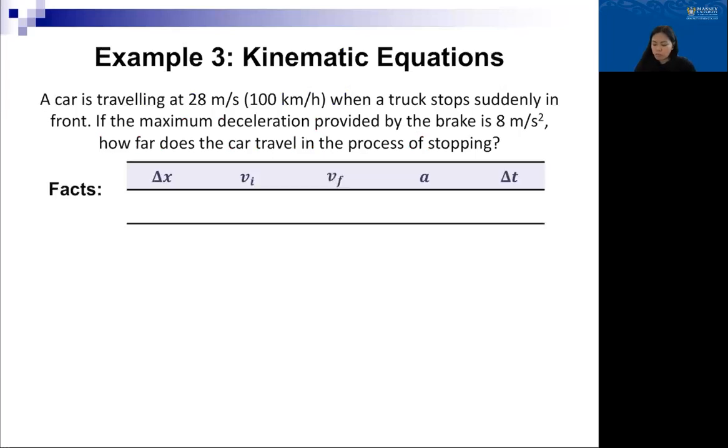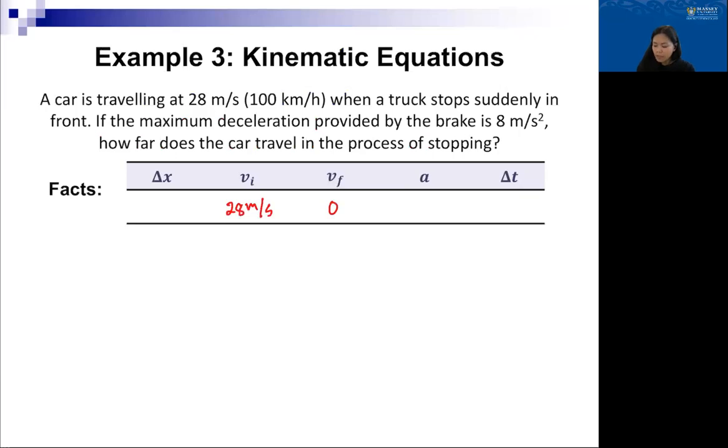All right, so let's fill out this table of facts. What do we know from the problem? Can anyone give me something we can pick out from the worded problem, a given quantity or variable? Yeah, right. We are traveling at 28 meters per second. That is Vi. And then what else? We are stopping, so our final velocity is 0.